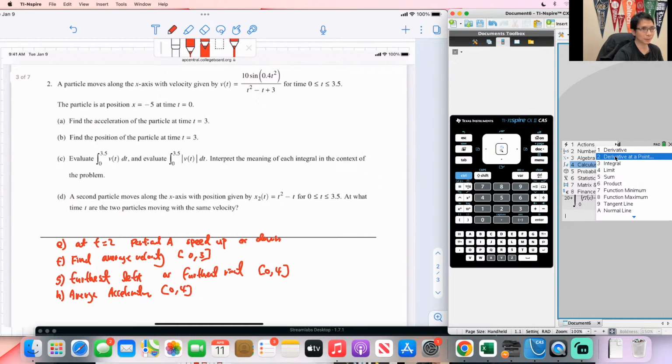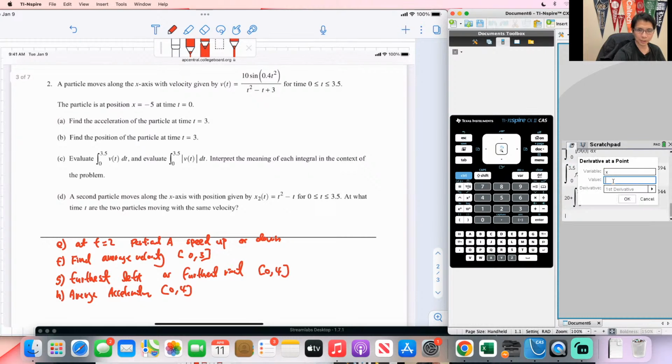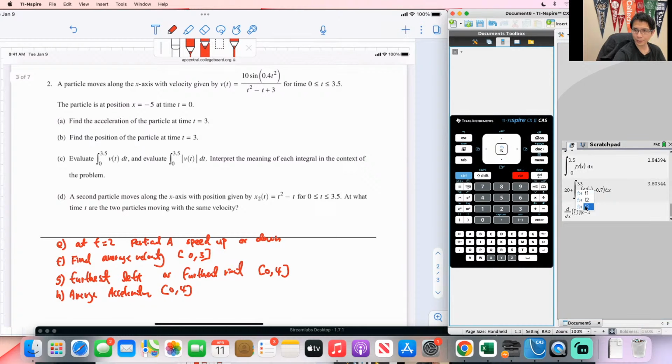TI-84 has a derivative at a point, which is at math 8 or math 7. They will give you x equal to, but for TI-Nspire, there was a special place. So x equal to, I think they want to add 3, right? Yeah. And then OK. And d to the dx, we're going to set f3 because that's where I set my f3 is. And then x. And then I think close the parenthesis and then enter.